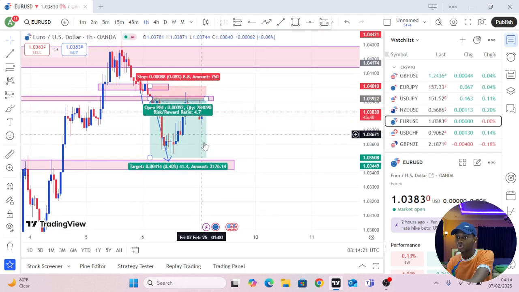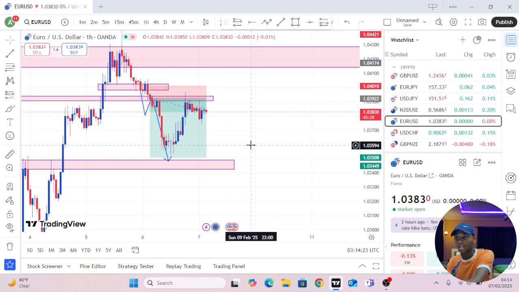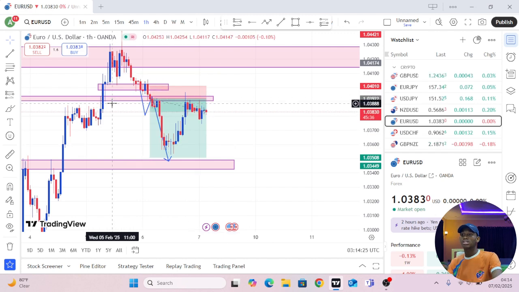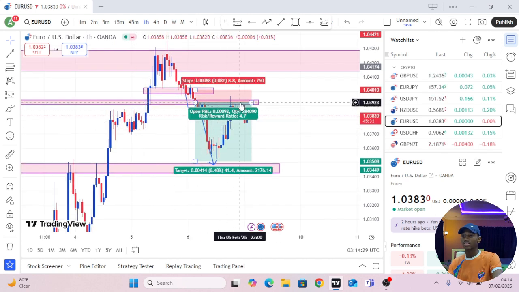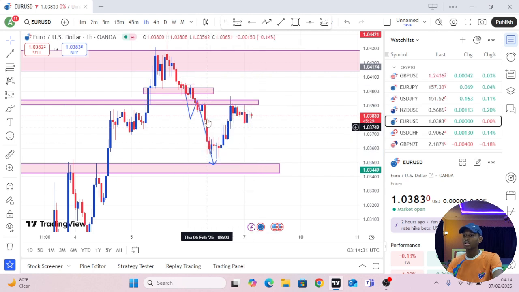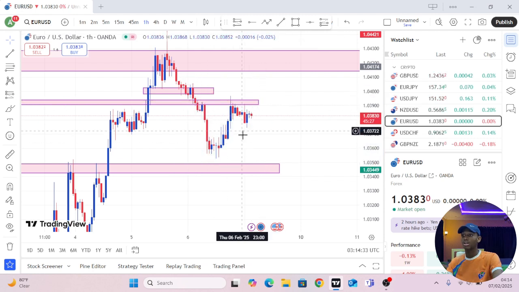From right here, we're going to be expecting a sell to the downside, specifically because this is a major key level, and the market has come into this major key level. Let me do this. These are anticipations I made a long time ago. As the market has tested this major key level, it's most likely going to push it to the downside.